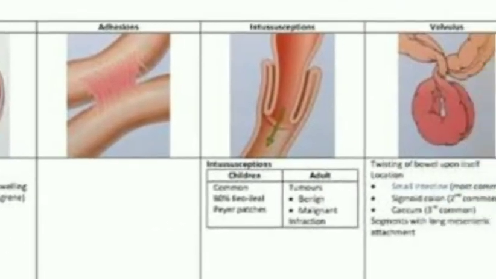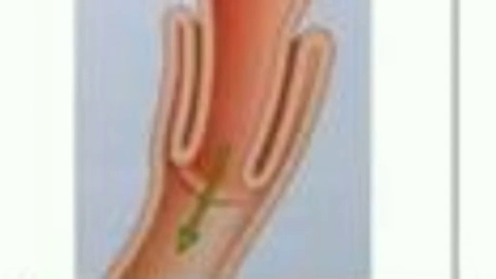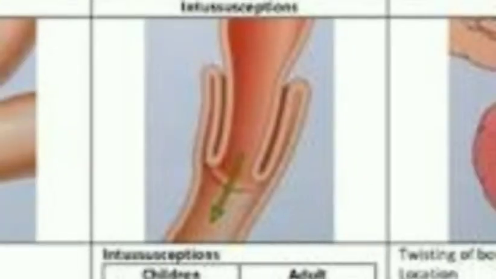Now, a few of the pathologies. Intussusception is a condition where a part of the intestine is telescoped into the adjacent distal segment. It can produce intestinal obstruction that is acute, subacute or chronic.